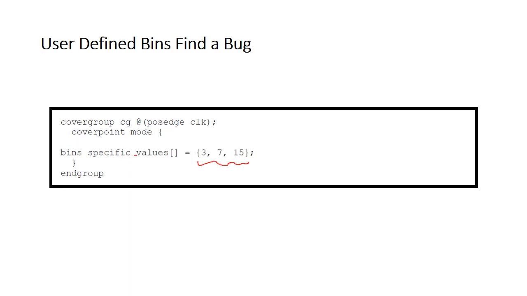These are the user defined bins in order to find a bug. It can specify exact values or a range of interest. For example, here we have used a keyword called bins with specific values, given in terms of 3, 7 and 15. This can help us to identify a specific scenario that might cause bugs.